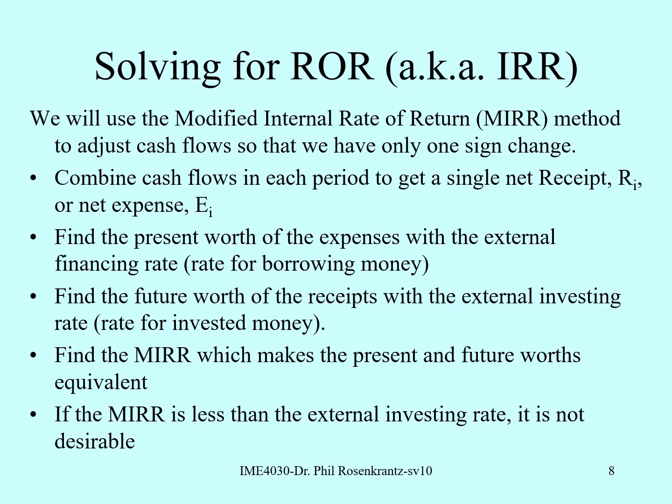We find the present worth of the expenses using what we call the external financing rate, which is a realistic rate for money we might borrow to pay for things on time. And then we use what we call the external investing rate to find the future worth of receipts. The external investing rate is a rate of return that we might expect to get if we were investing in the future at a rate attractive to the company. So what we end up with is one present value and one future value. And from that, we can solve for the unknown interest rate, and we call that the modified internal rate of return.